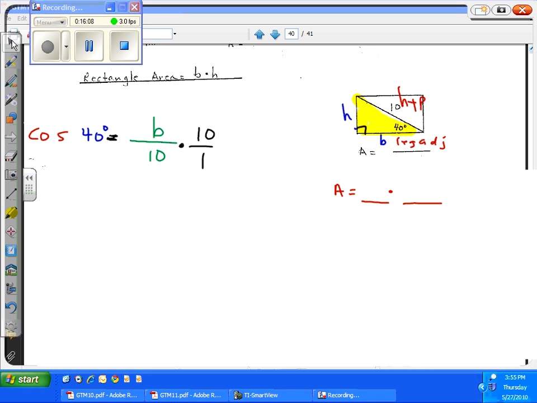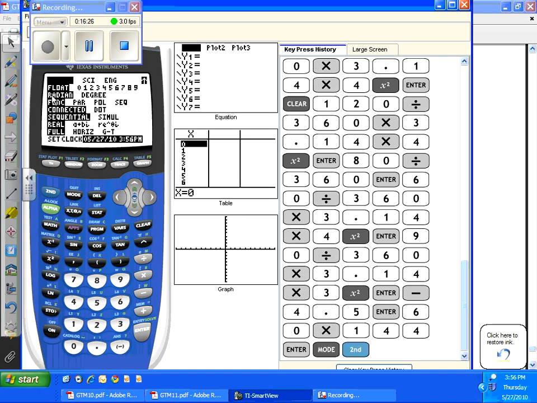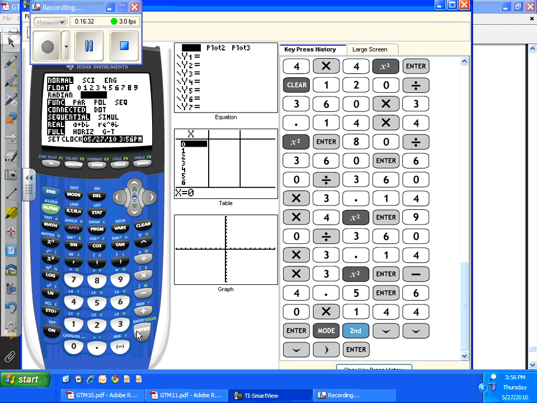All right. So we're going to multiply both sides by 10. So I'm going to have 10 times cosine 40. And so to get the base, we're going to go 10 cosine 40. Make sure my calculator's on degrees. It is. No, it's on radians. See, I better change it. Good thing I checked.